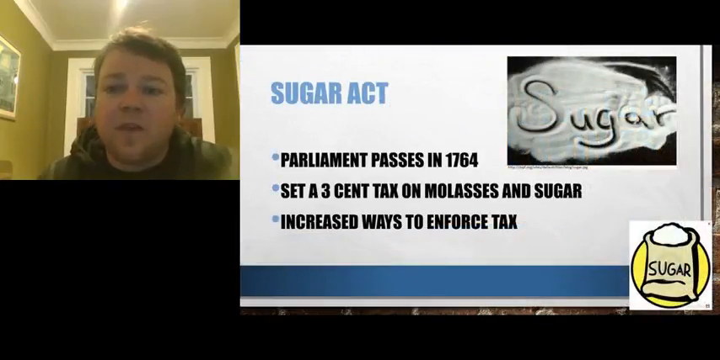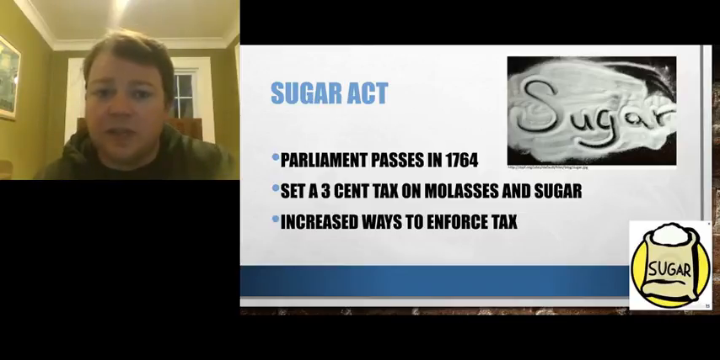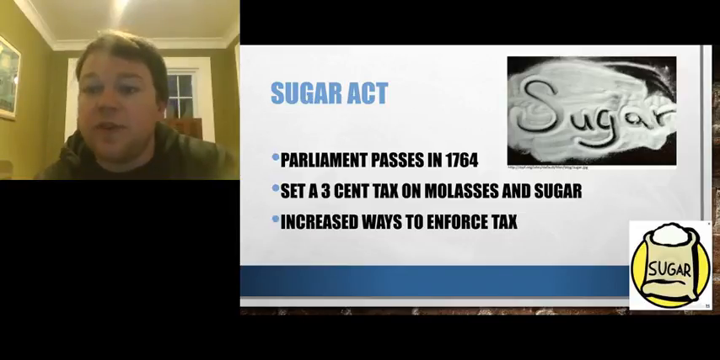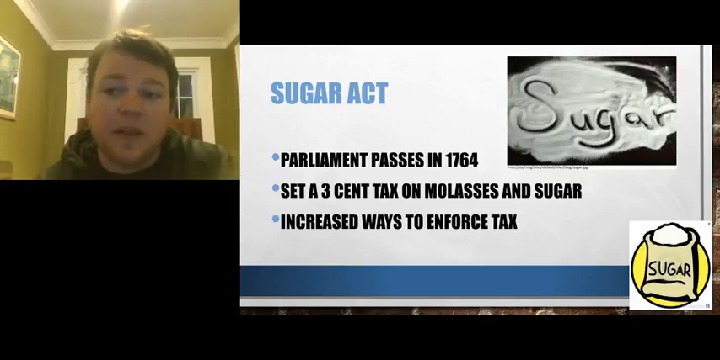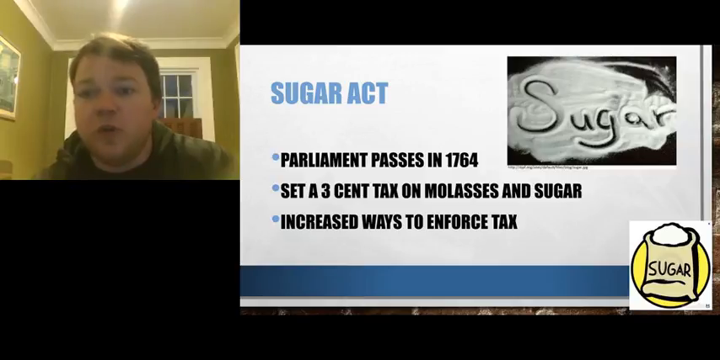All right, but here we go. So the first act to kind of come along is going to be the Sugar Act, and just as the Sugar Act talks about, it's a tax on sugar. It's going to be a 3-cent tax passed in 1764. Now, 3 cents might not seem like a lot of money back then, but this is going to be 3 cents more every time you buy sugar, and we know sugary products are a big deal in 2017.